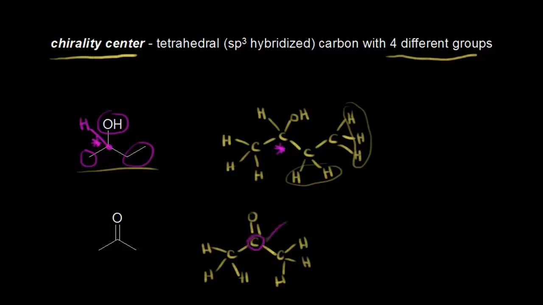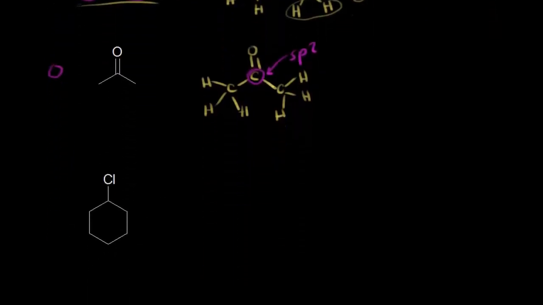We know from earlier videos that's an sp2 hybridized carbon with trigonal planar geometry. And so immediately you know that it's not a chirality center. That has to be sp3 hybridized, giving you a tetrahedral geometry. And we don't have 4 different things bonded to that carbon, so none of these carbons are chirality centers. So there are 0 chirality centers in this molecule. That's acetone.